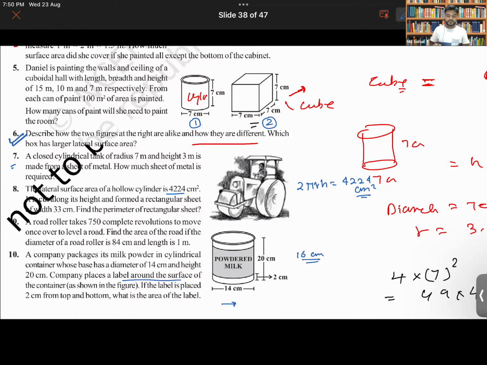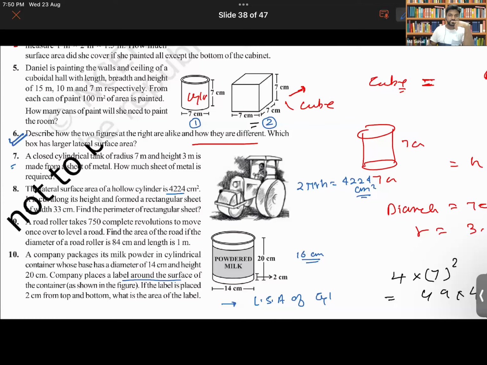And then we find the lateral surface area. You will find the lateral surface area of the cylinder first. Then you will find what? You are required to find what the question is asking, guys. Area of the label.